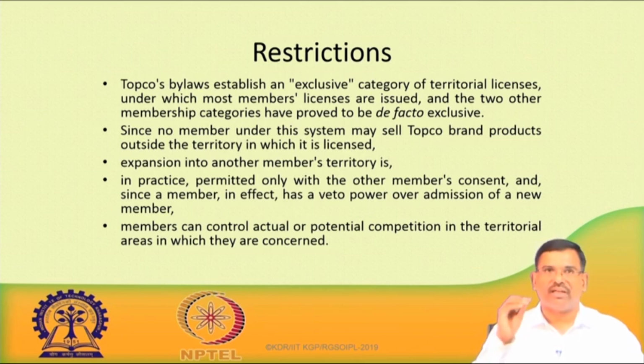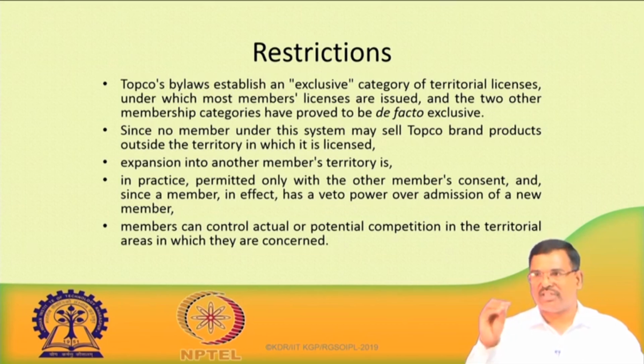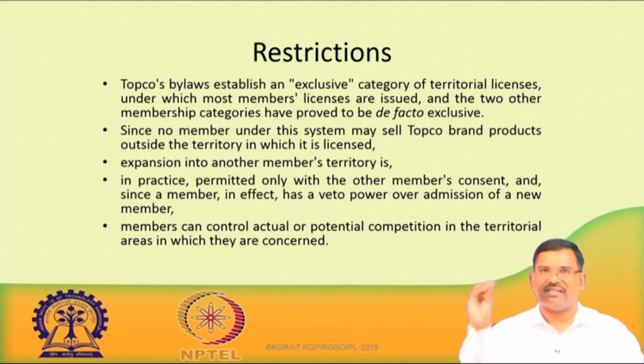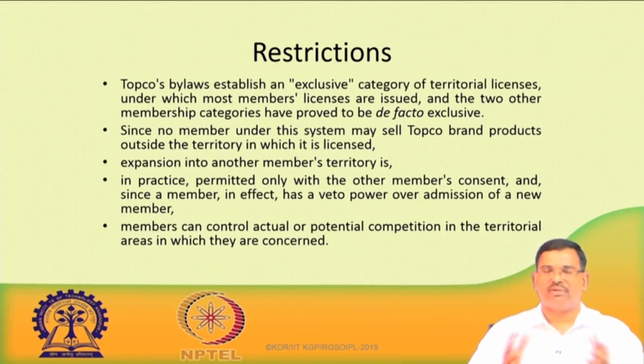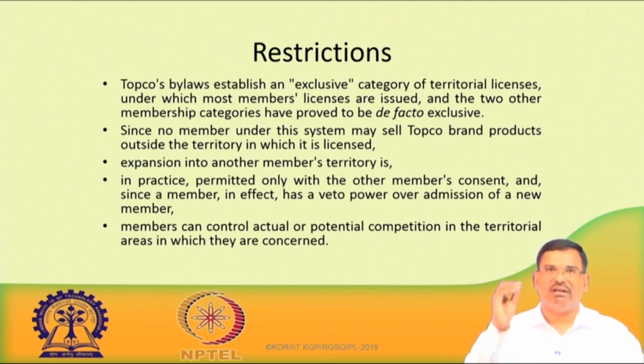Why are there territorial licenses? Topco says that if there are no territorial licenses, they cannot continue with the business, because if too many Topco stores are allowed in a particular region, then the business is not going to be profitable. So, they divided it into different geographical markets. Territorial licenses were issued.